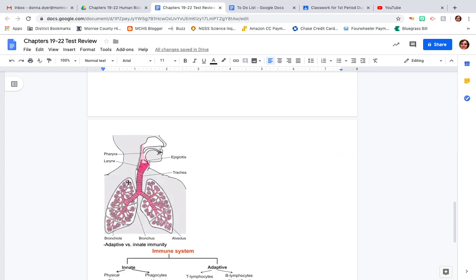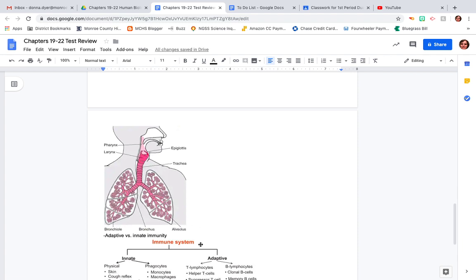At the end of the bronchioles, we have these little structures that look like clusters of grapes. They are called alveoli. It is the alveoli surrounded by capillaries where the carbon dioxide diffuses out to be breathed away, and the oxygen diffuses from the alveoli into the capillaries to oxygenate the blood.